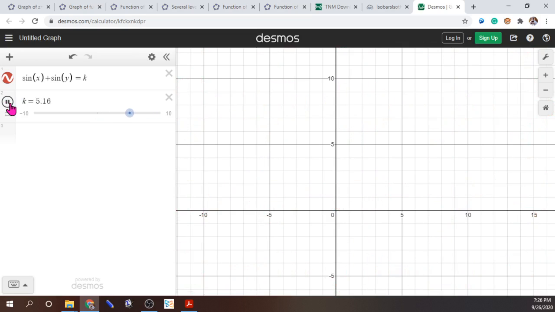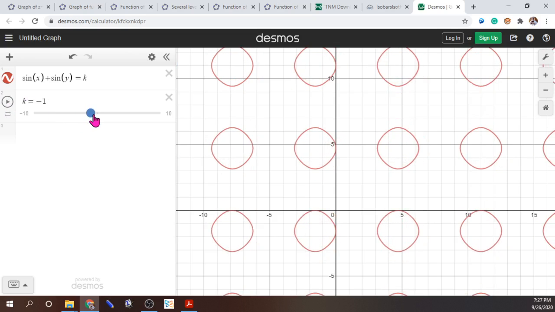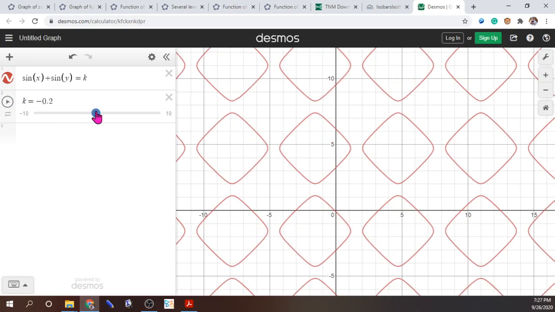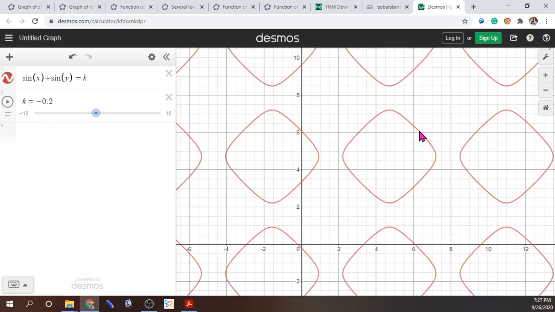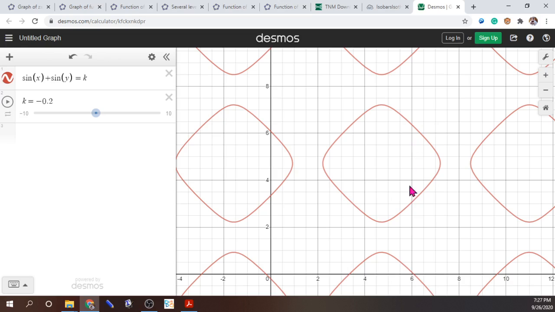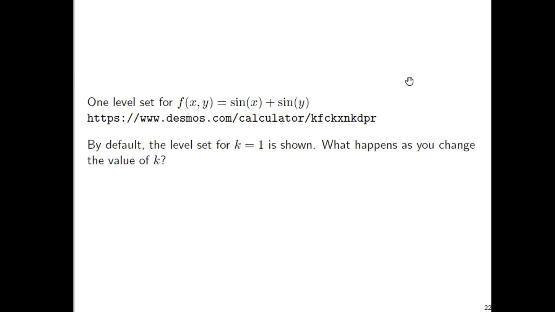But for quite a number of values of k, or quite a number of desired outputs, you don't have any combination of inputs that gets you there. So for instance, here we're looking at the level set for negative 0.2, meaning right here, can I get this point? The computer's not going to be nice. But when x is 6 and y is 6 point something, the z coordinate should be negative 0.2. So by default, when you first load the web page, you get the level set for k equals 1, but you can change what output you'd like to look at.